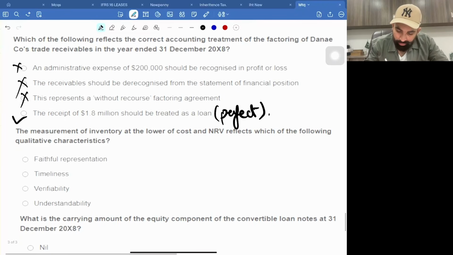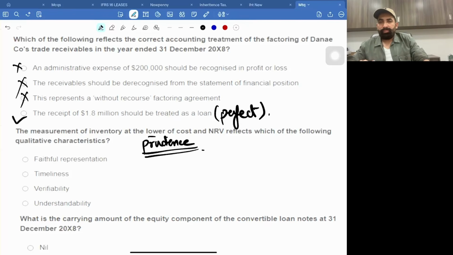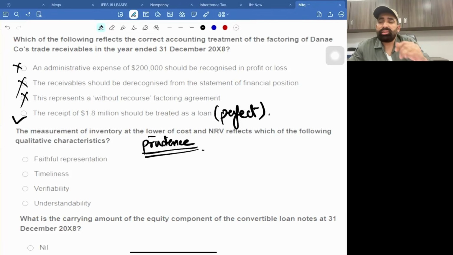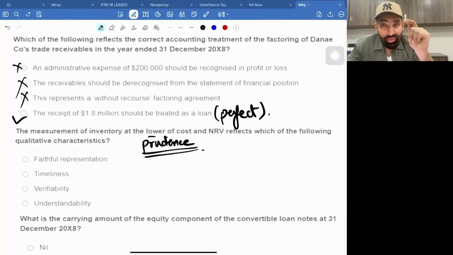Now, measurement of inventory at lower of cost or NRV. Which of the following qualitative characteristics? First of all, this is the application of prudence. Whenever we record inventory at the lower of cost and NRV, we are applying the prudence concept. And what the prudence concept says is that you cannot book future income now, and losses should be booked immediately if the condition exists.